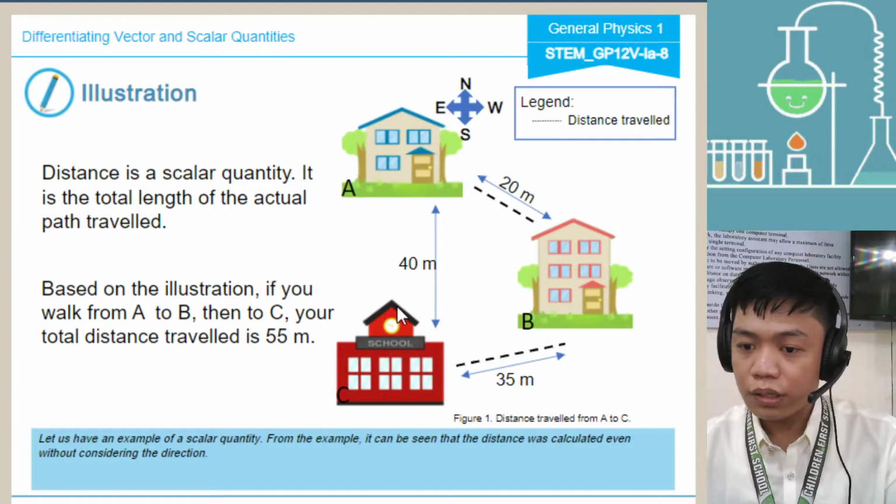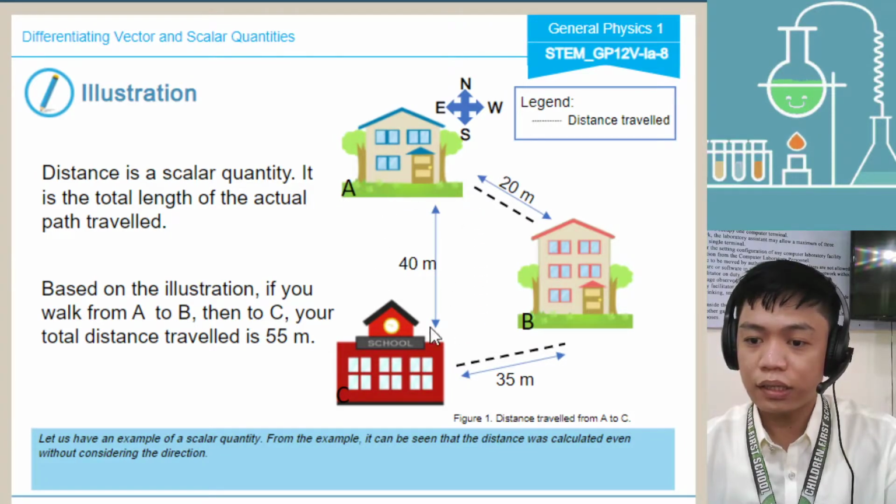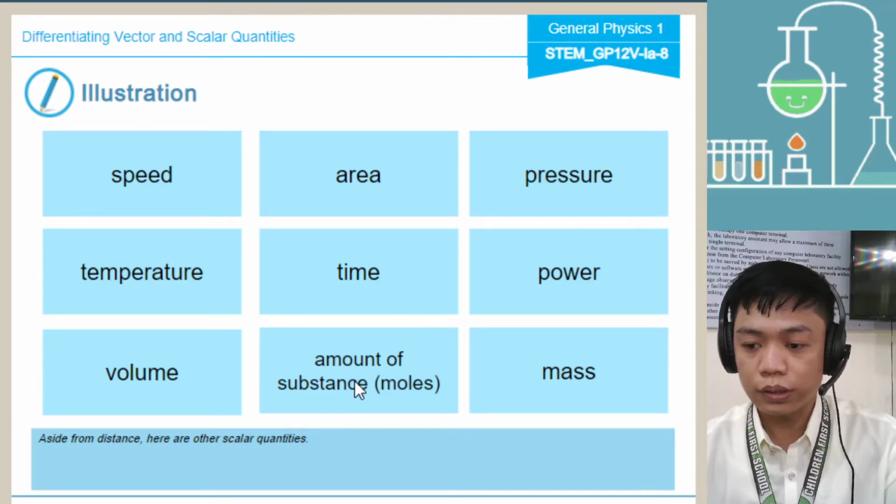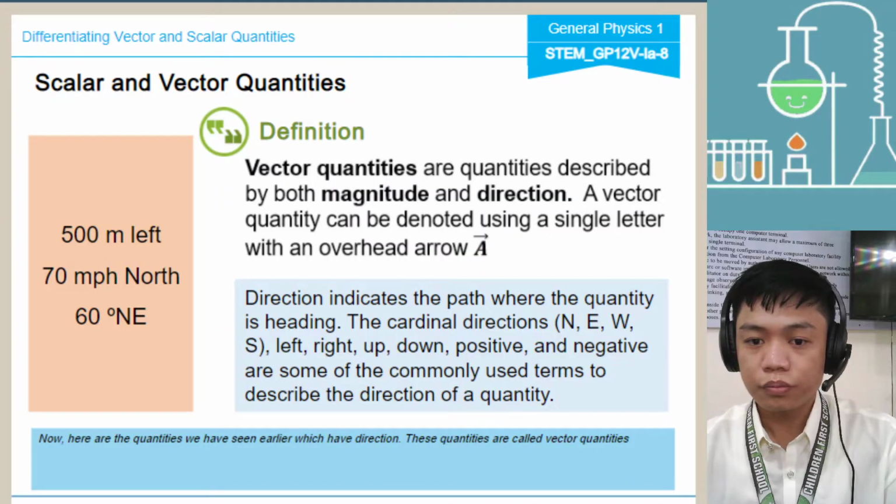So, what about this 40 meter? How is this related to this illustration? So let's continue. Aside from the distance, here are the other scalar quantities. Mind you that speed, area, pressure, temperature, time, power, volume, amount of substances or moles, and mass are examples of the scalar quantities.